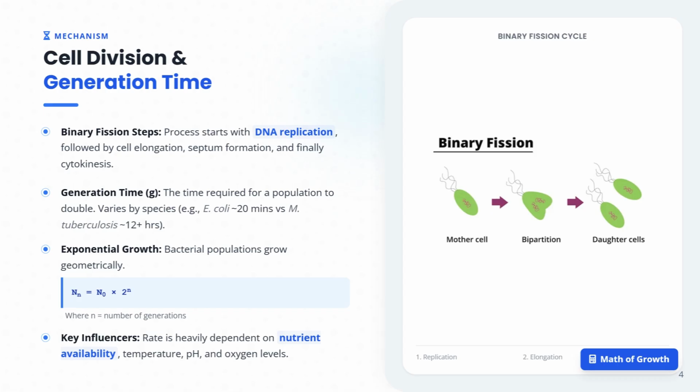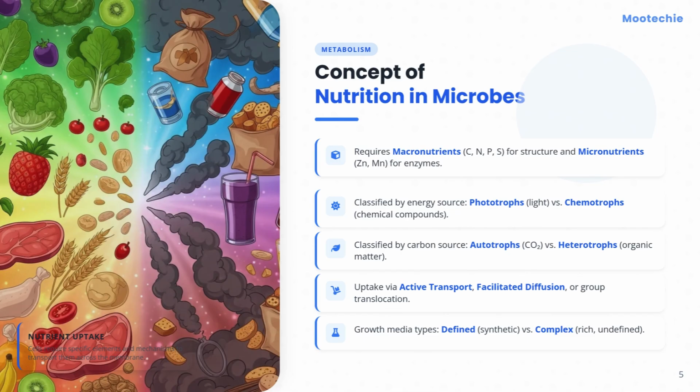It's important to remember that the rate of growth is heavily influenced by factors like nutrient availability, temperature, pH, and oxygen levels. Now, let's talk about the concept of nutrition in microbes. Microbes require macronutrients like carbon, nitrogen, phosphorus, and sulfur for building their structures. They also need micronutrients such as zinc and manganese, which act as cofactors for enzymes.